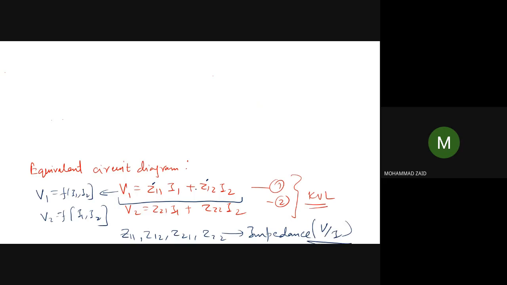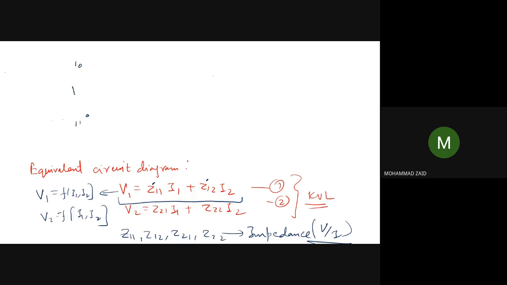So that means Z11, Z12, Z21, and Z22 are constants, because V1 and I1 have a linear relationship, so they will always be constant. And the second thing is that they are impedances. So we can draw it like this: let us suppose this is our port number 1, this is 1, and this is 1 dash.